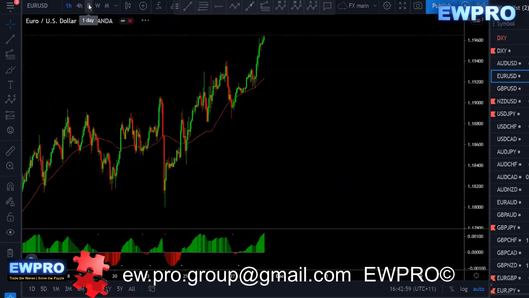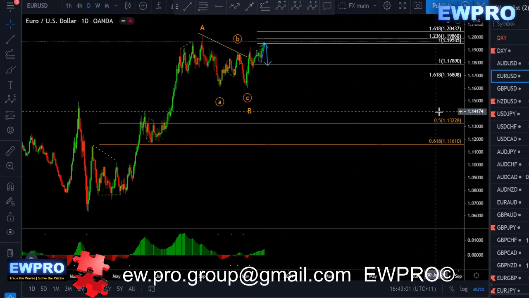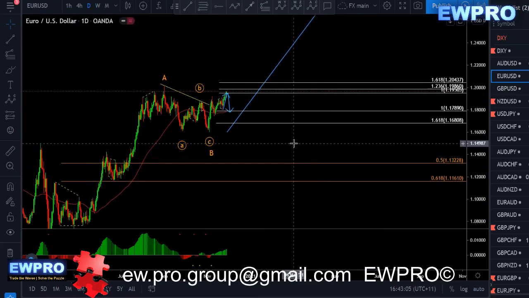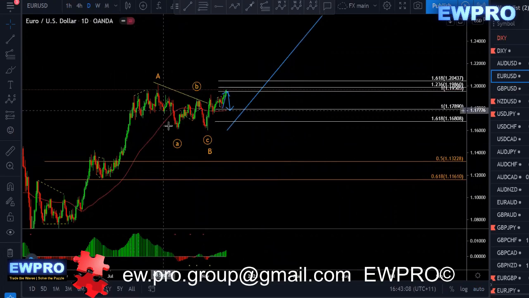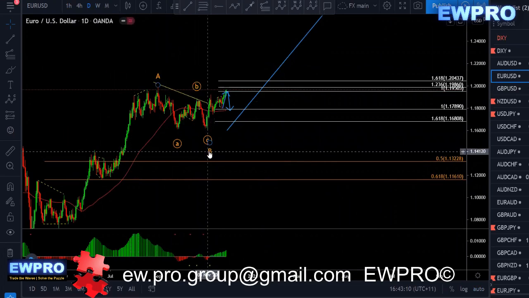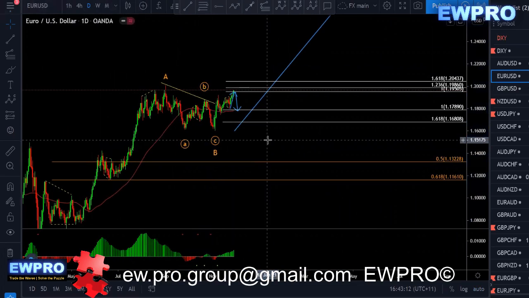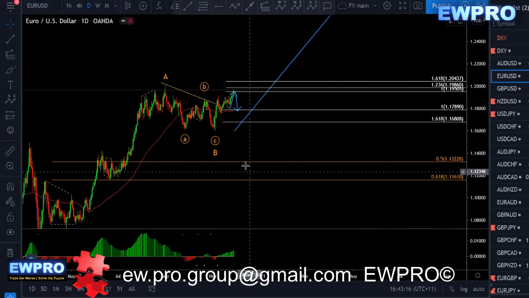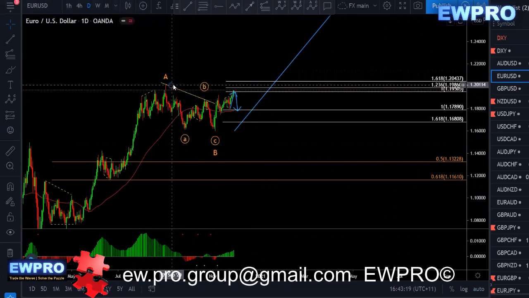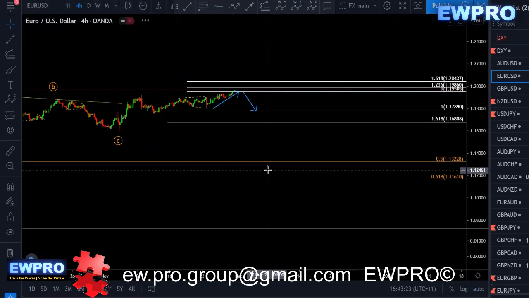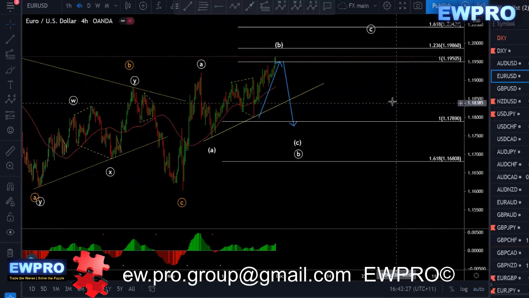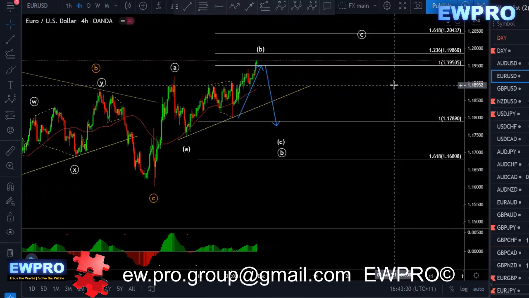EU. So again, this one here, we can look at that AB as the B wave, like I've been saying, because we did have that bullish divergence to go and break this top in a C wave. If we go down to the H4, sort of looking at this structure here.